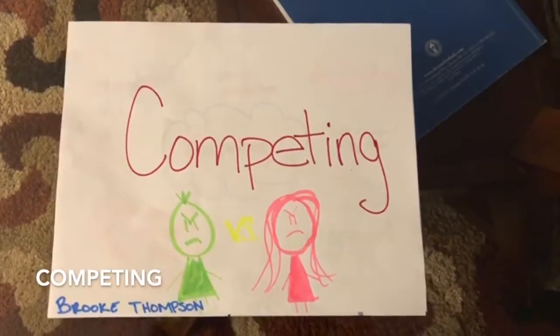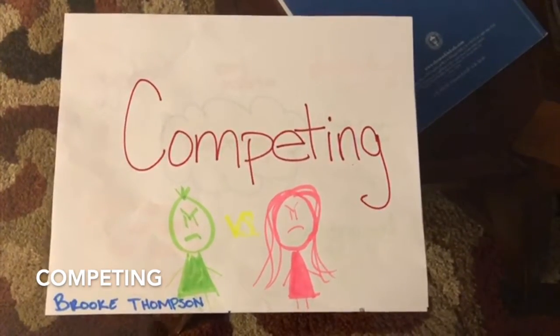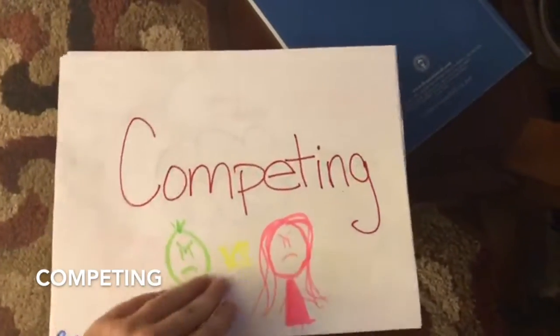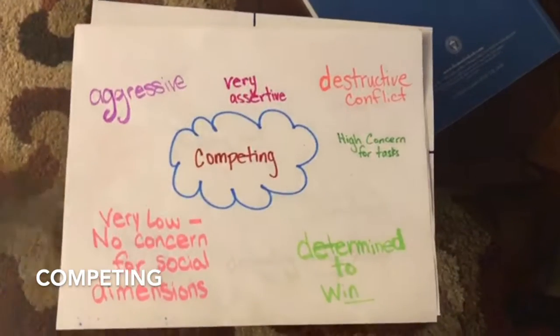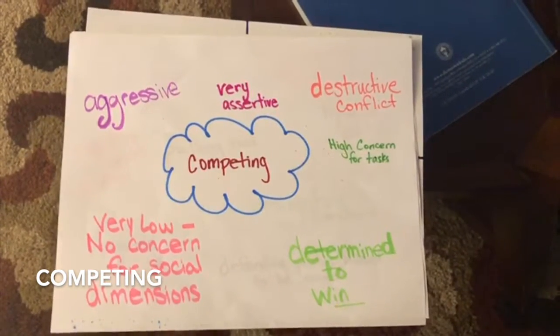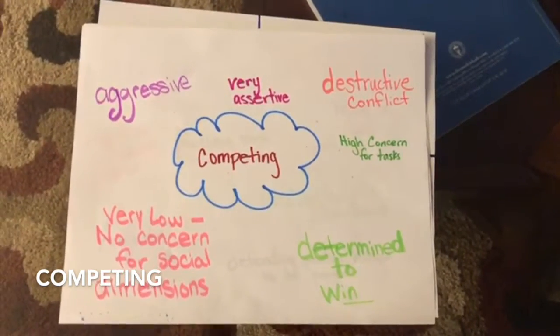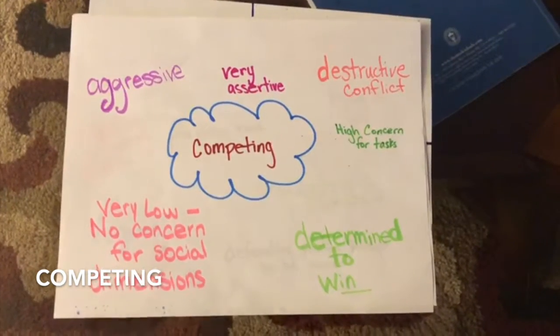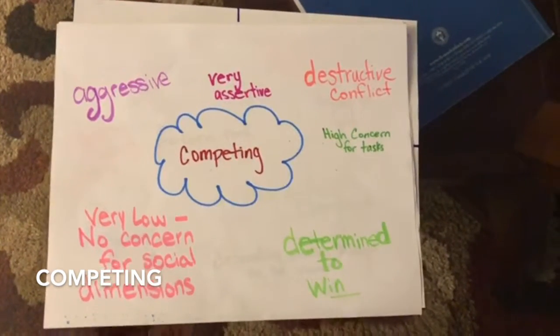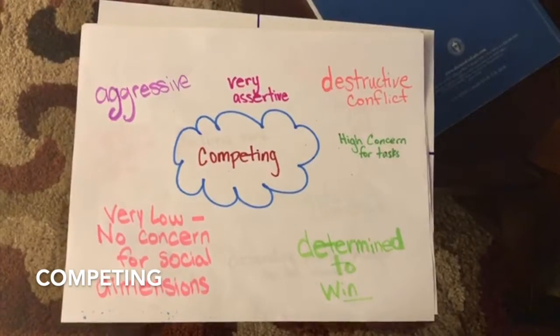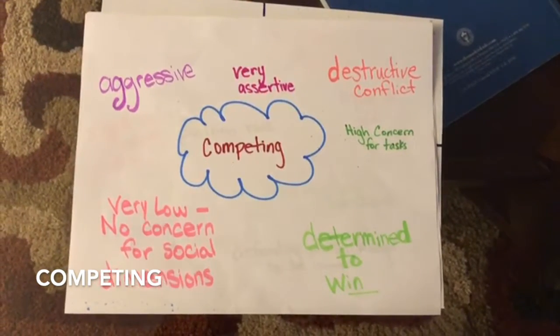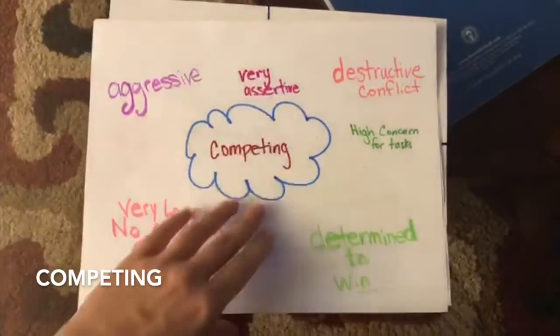The fifth style of conflict management that I will be discussing with you today is competing. Competing holds a very low to no concern for social dimensions, and a very high concern for the task and goals at hand. Those who are competing are usually very aggressive, very assertive, and determined to win, and this can lead to a very destructive style of conflict management.